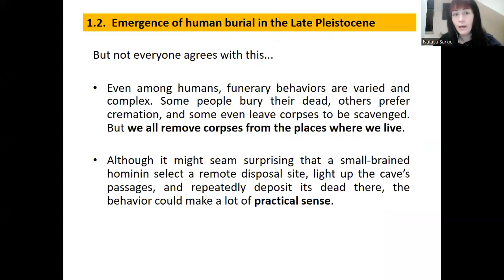Even among humans, we have so many different funeral behaviors, and no matter how varied and complex they are, we all have something in common: we remove the corpse from the place where we live. So maybe it's not that strange that even a small-brained hominin would decide to put these bodies, which smell bad and attract insects and carnivores, very far away from where they normally spend time, because of all these dangers and the bad smell. So, according to some, this is not really symbolic, but rather has practical reasons behind it.